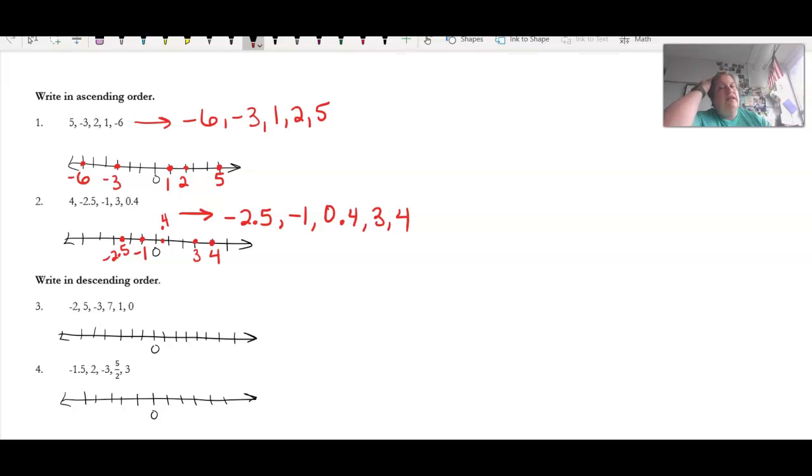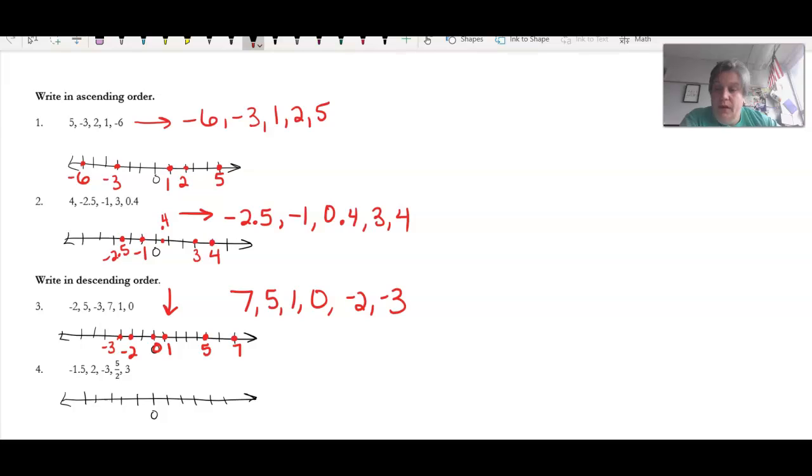Okay, same idea, descending, but remember you're going down. So -2 is right here. 1, 2, 3, 4, 5. I'm going to go ahead and mark this 7 while I'm here because I'm so close to it. And then I have a -3, 1, and 0. So descending, you start at your biggest one and you work your way down. So I have 7, 5, 1, 0, -2, and -3.